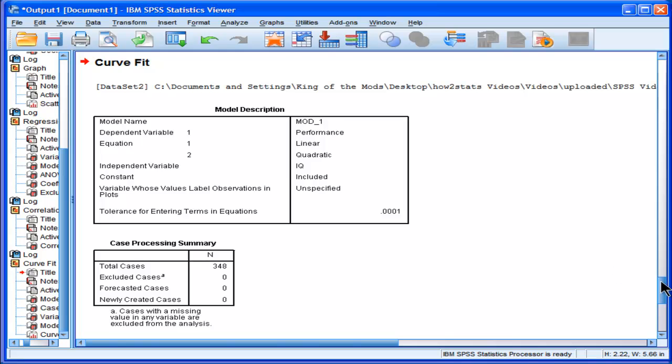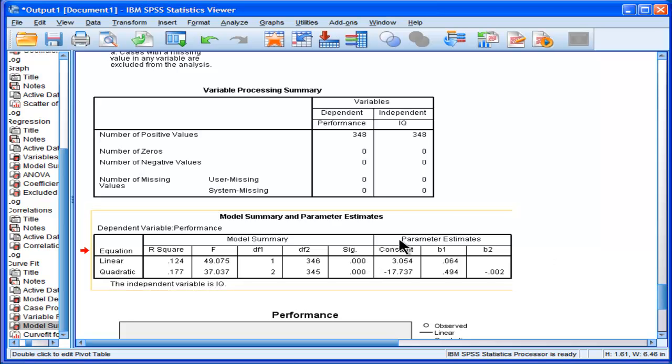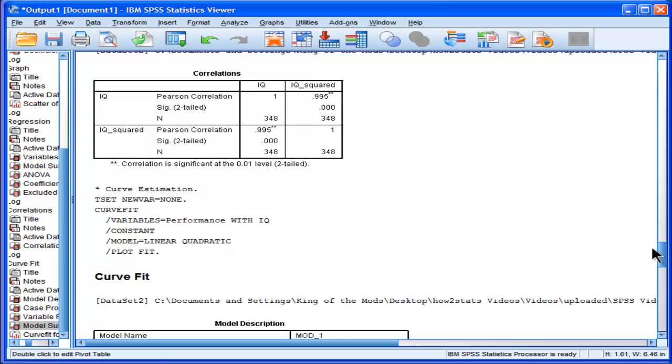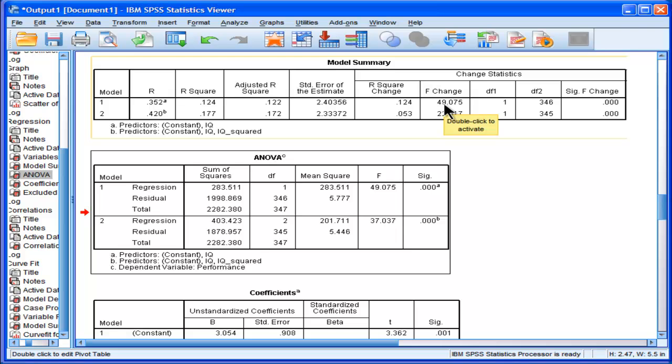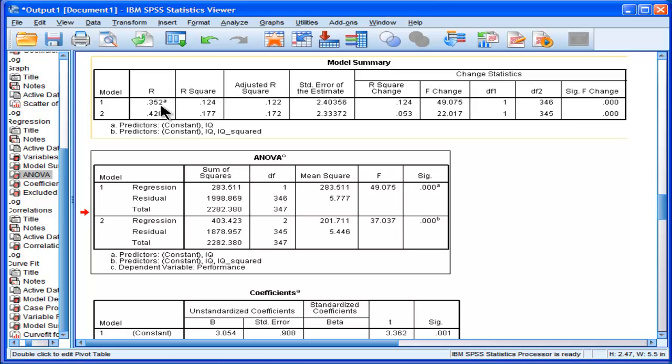It gives us the model summary and parameter estimates associated with the R squared values, but it doesn't give us the key piece of information, which is the R-squared change value. All it's giving me is the linear. It's saying linear is equal to an R-squared of 0.124 with an F of 49.08. These numbers should conjure up some memories because we got that up here when we did our regression analysis. Here's the F. It's called F change here. It's really just a normal F value, 49.08. So that's for the linear effect, R-squared of 0.124.